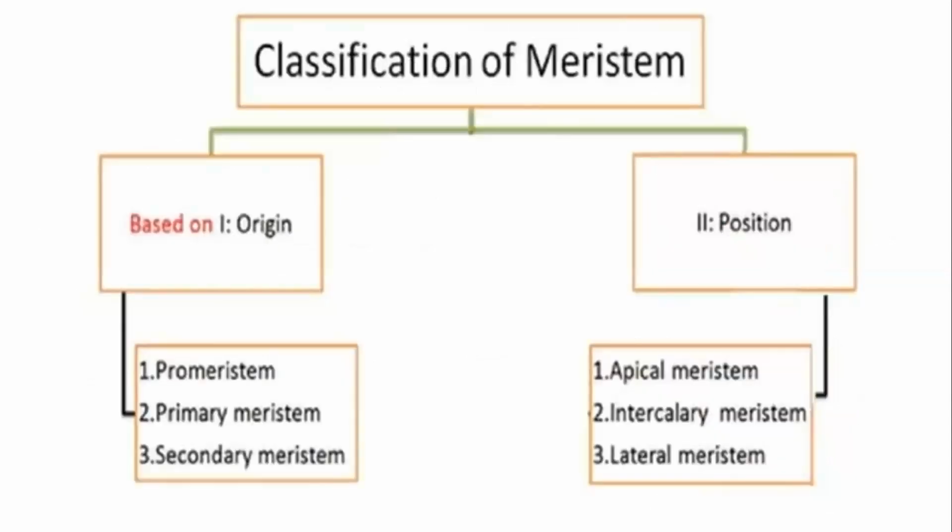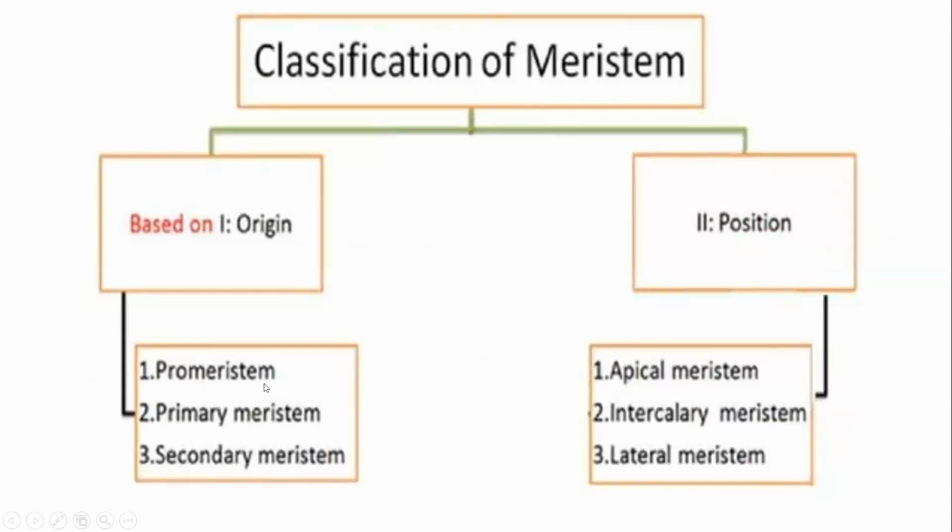Based on origin, they are classified into promeristem, primary meristem and secondary meristem. Based on position, if they are present in the apical regions, they are called apical meristem. If they are in a lateral position, they are called lateral meristem, and if they are in the nodal regions, they are called intercalary meristem.